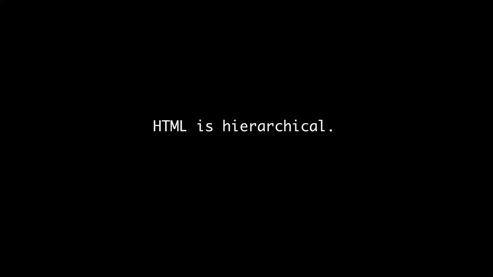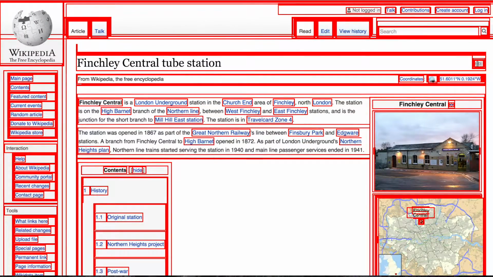And the next thing we need to know about HTML is that it's hierarchical in nature. HTML elements can contain children inside them. So for example, when looking at a web page, pretty much every rectangle that you can make out is probably its own HTML element, and I've highlighted that here.